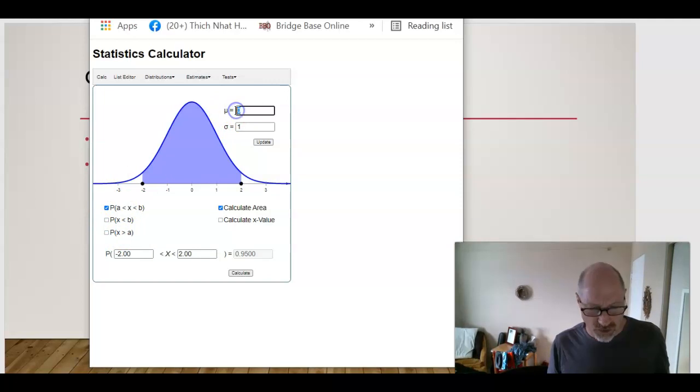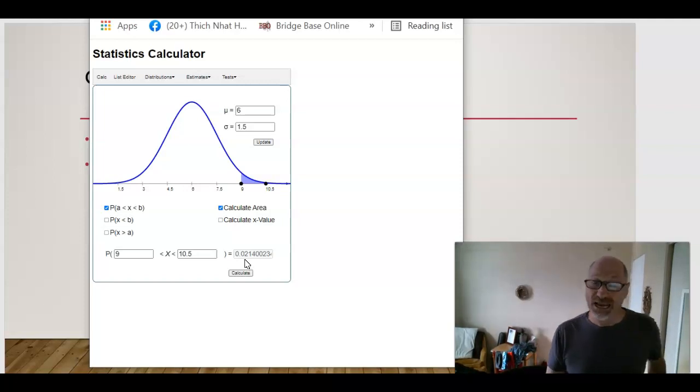Our mean is known to be 6. The standard deviation we know is 1.5. And then we have to click Update. And the A value on the left, that would be 9. And on the right is 10.5. And then we'll just hit Calculate. And you can see we get the same area, which is our probability, out of 1, 0.0214, which is 2.14%.